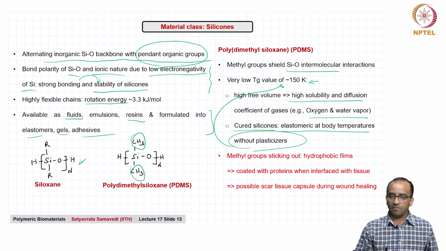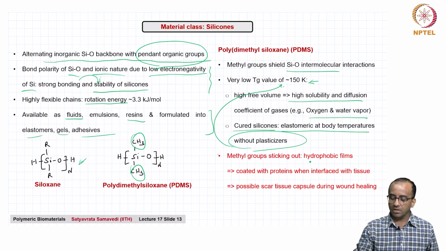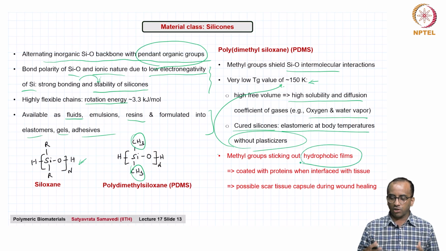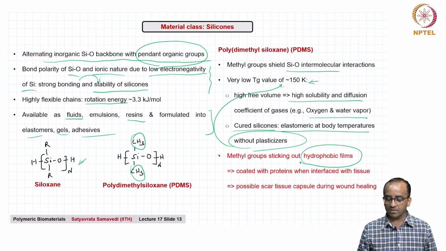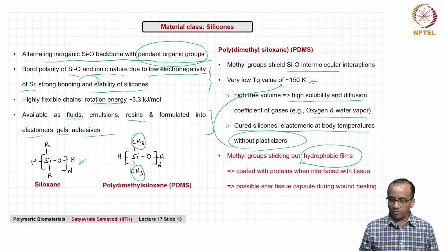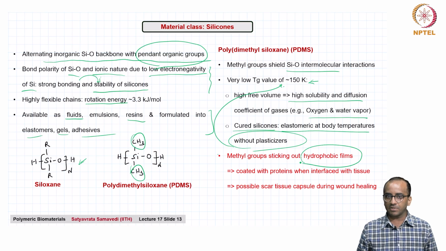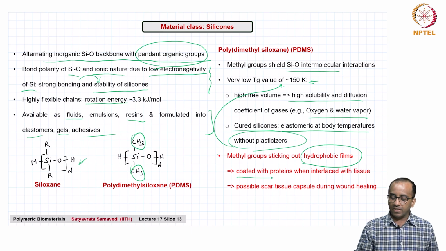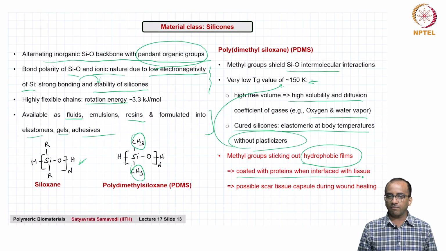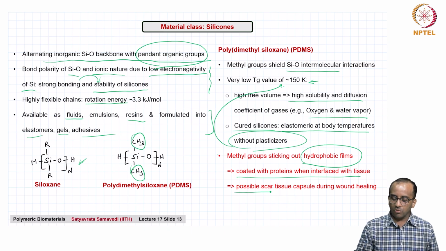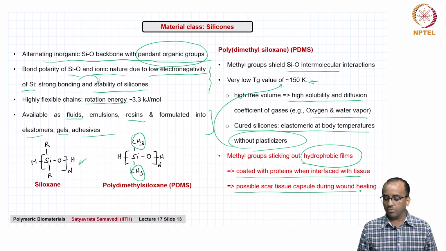Another downside, if you will, of having these methyl groups sticking out is you can make these very hydrophobic films out of these PDMS kind of materials, and for reasons that we will look at in more detail in a subsequent lecture, they can very easily get coated with proteins when interfaced with blood and tissue, which can possibly lead to scar tissue capsule during wound healing.